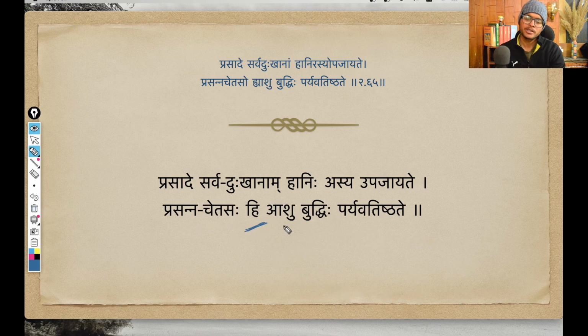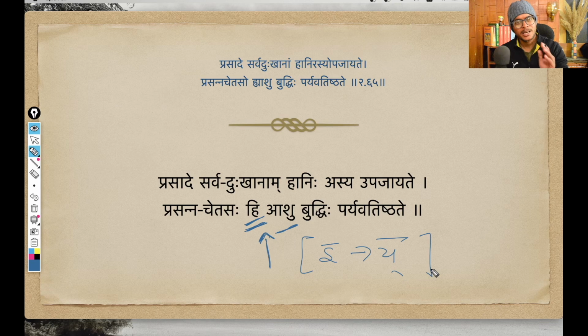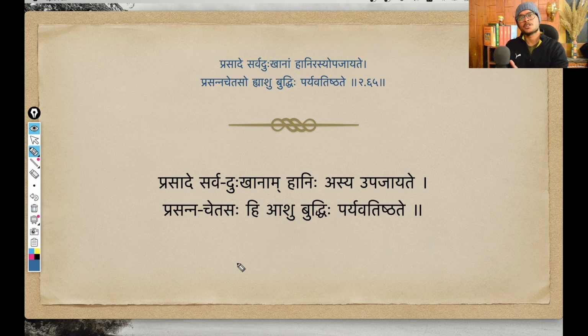Then we can spot another Sandhi between Hi and Ashu. And what Sandhi is this? Very clearly the Ikara of this Hi is getting replaced by this Ya. Ikara replaced by Yakara, that is Yana Sandhi. So Hi Ashu becomes Hyashu. So those are all the common sandhis we can spot in the shloka.